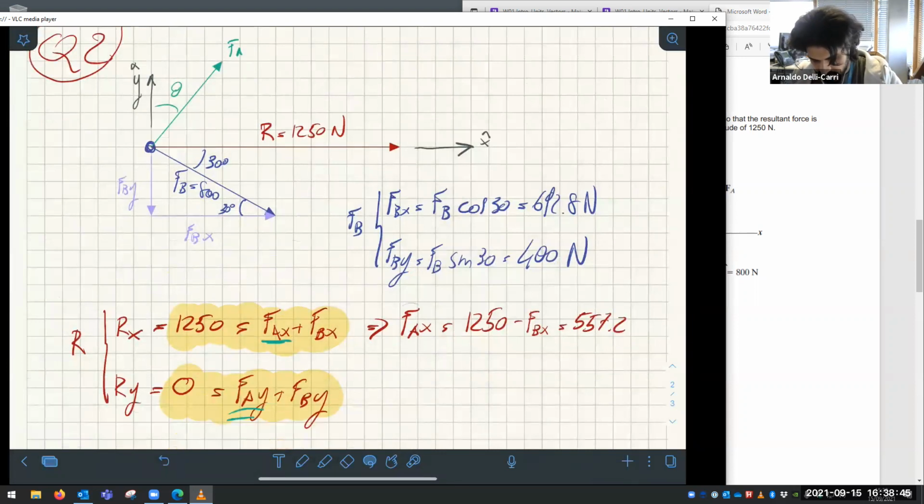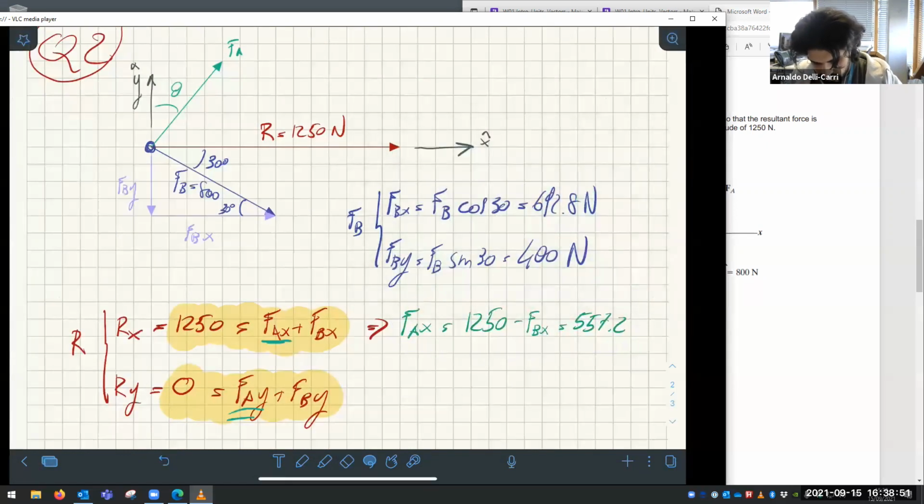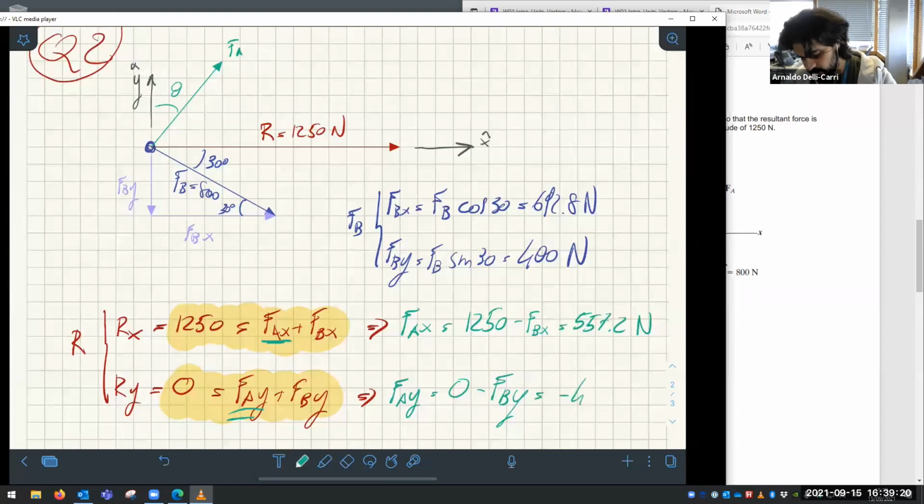And let's put this in green because this is what we found. And this is newtons. And solving this one, these are two single equations in one unknown. Okay, so you don't need to solve them simultaneously because each unknown appears in a single equation. FAY equals 0 minus FBY, which is equal to minus 400, of course. So we are saying that FAX is pulling rightward.